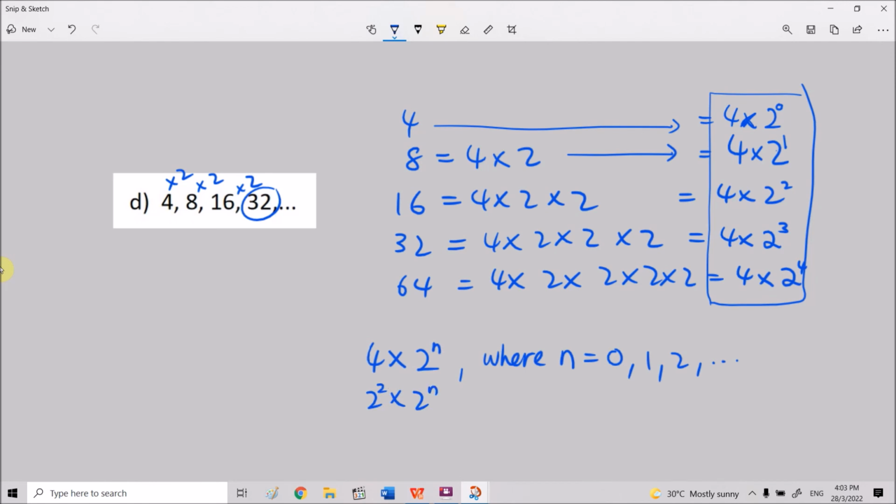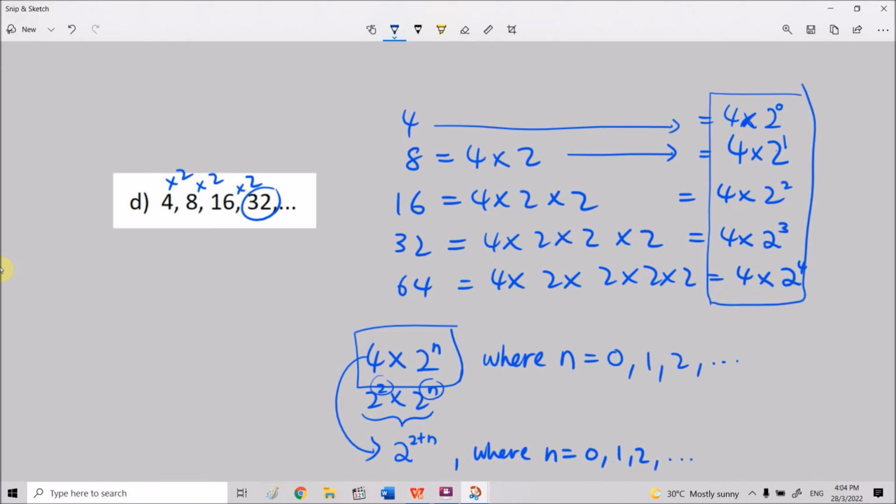And then for those who already learned Form 3 mathematics indices, you can further simplify this part. It will become 2 to the power of 2 plus n. This is Form 3 mathematics. So you can also write this in this form. After you get the form from here, you can further simplify it to get this. And you are still using the same values for n, where n equals 0, 1, 2. For those who are still in Form 2, don't worry about this part. You will learn this next year.